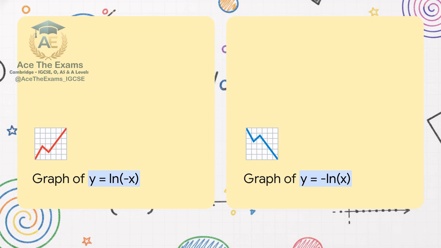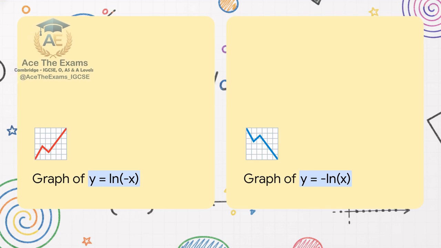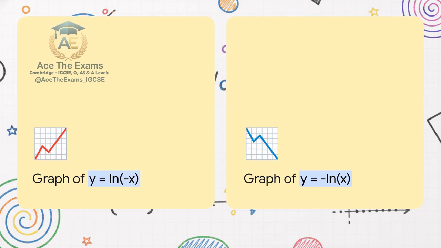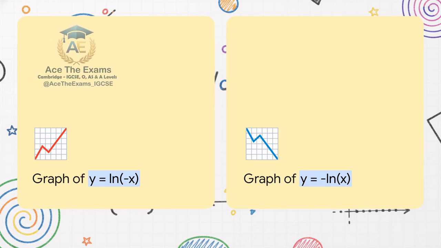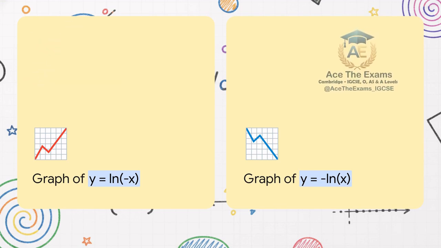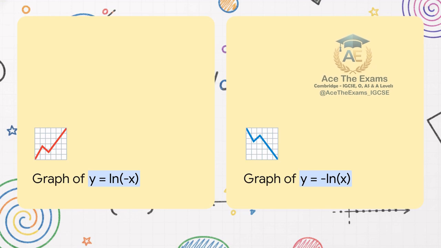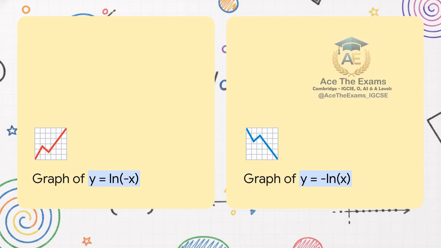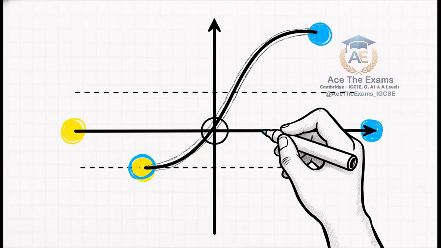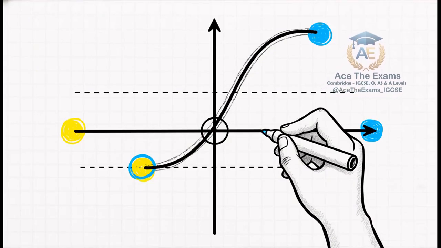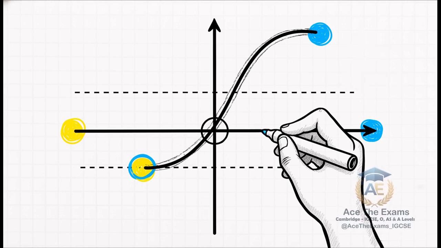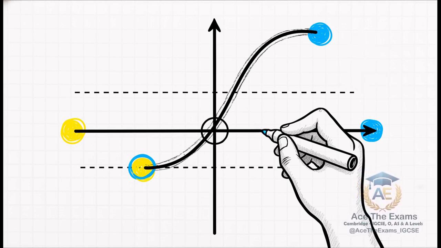On the left, the negative inside the parentheses reflects the standard natural log graph across the y-axis, so it only exists for negative values of x. But on the right side, having the negative sign outside reflects the curve across the x-axis. Getting your head around these transformations is an absolute game changer for sketching accurately. So what exactly is the examiner actually looking for when they hit you with the word sketch? Remember, you aren't plotting every single point.